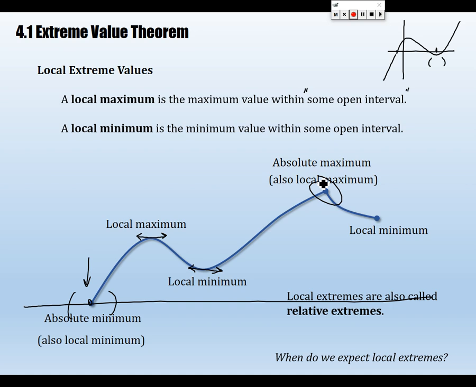Yes. 1 over x squared goes from increasing to decreasing. 1 over x squared doesn't have a local max. It doesn't have a max at all.